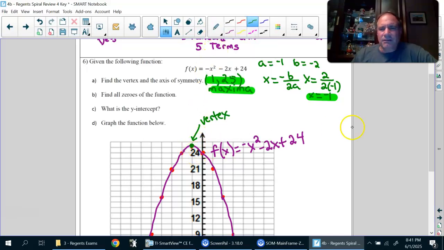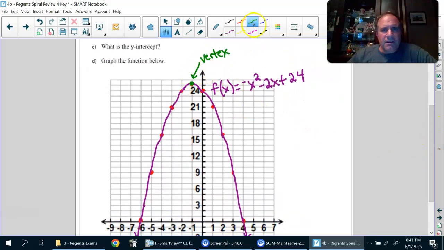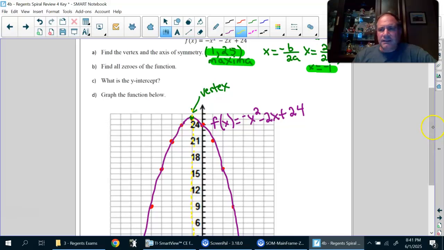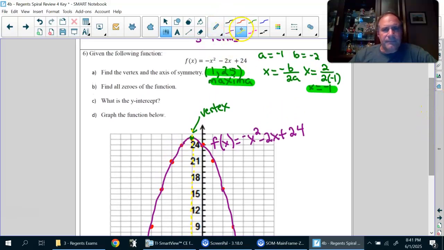You could also tell by just drawing a dotted line down like this. This is the axis of symmetry, but the equation is x equals negative 1. See how it crosses that negative 1 on the x-axis? That is the axis of symmetry. The zeros, the x-intercepts, that is negative 6 and 4. So we're going to put negative 6 or 4.